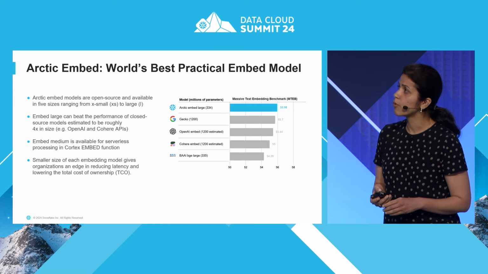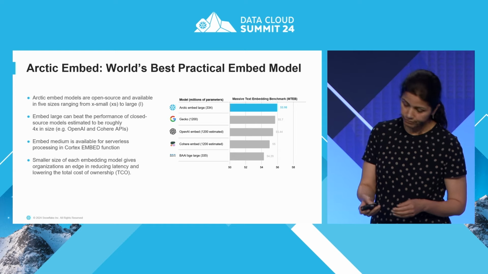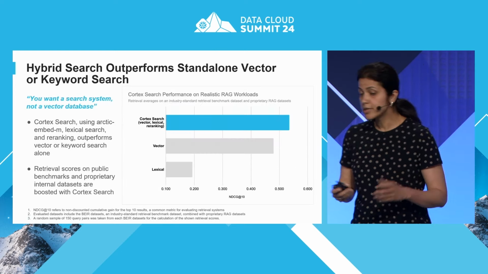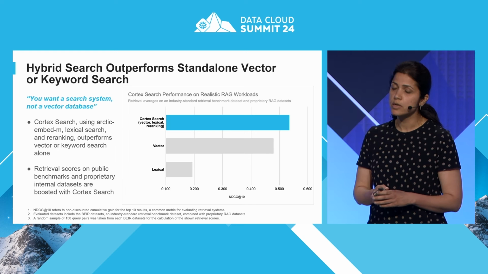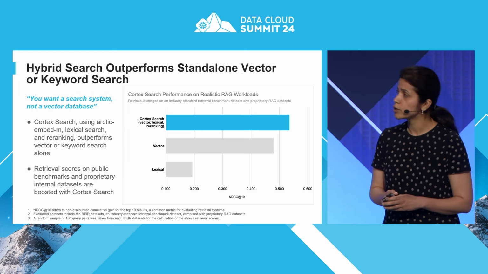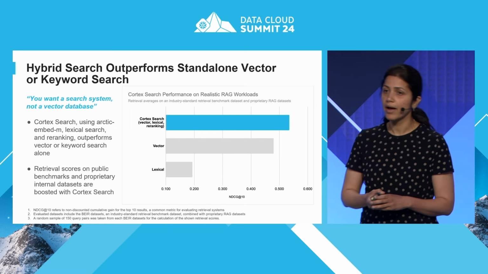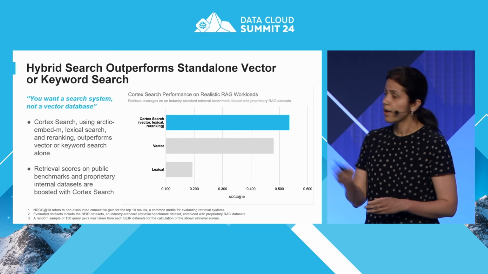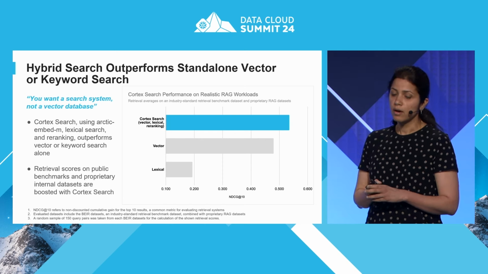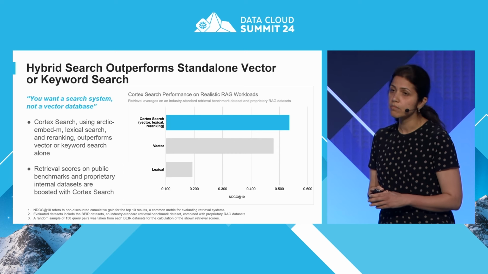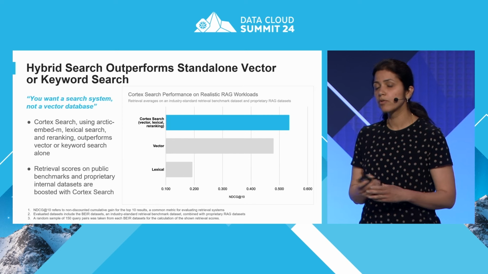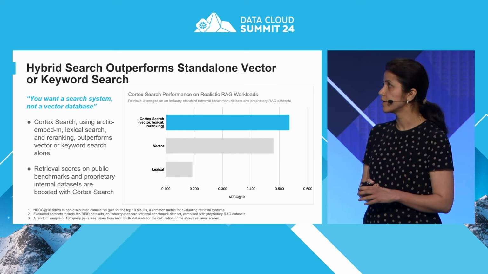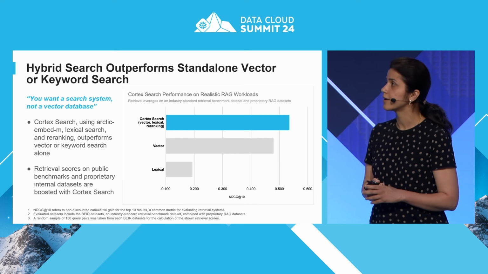But to drive home the point of hybrid retrieval, we did some benchmarks. We measured hybrid retrieval performance, both on industry standard benchmarks, as well as some proprietary RAG workloads we had internally. And as this graph illustrates, Cortex Search can effectively combine both keyword and vector retrieval techniques to get the best of both and outperform these techniques if deployed standalone.